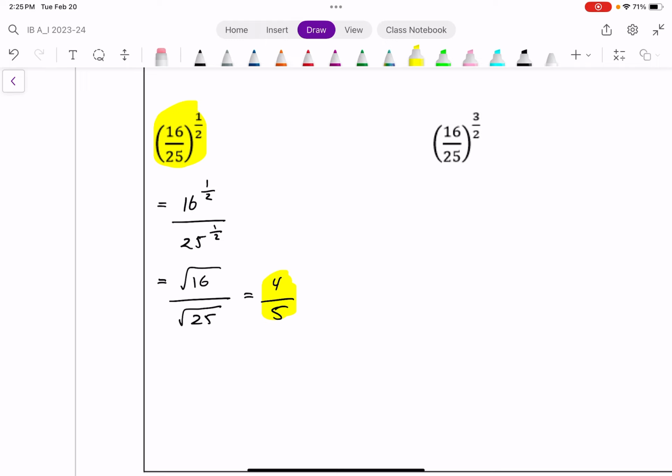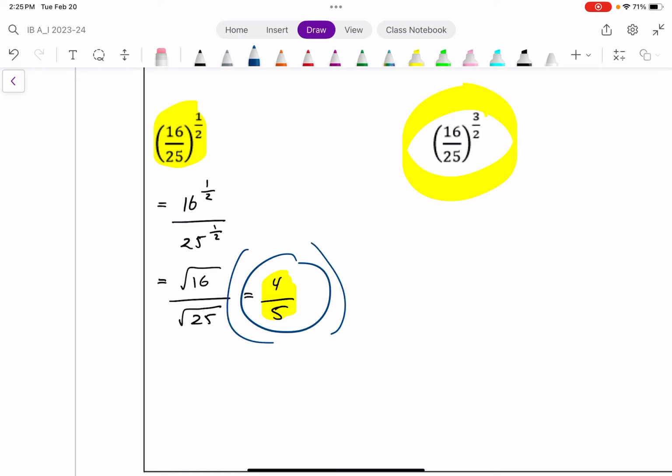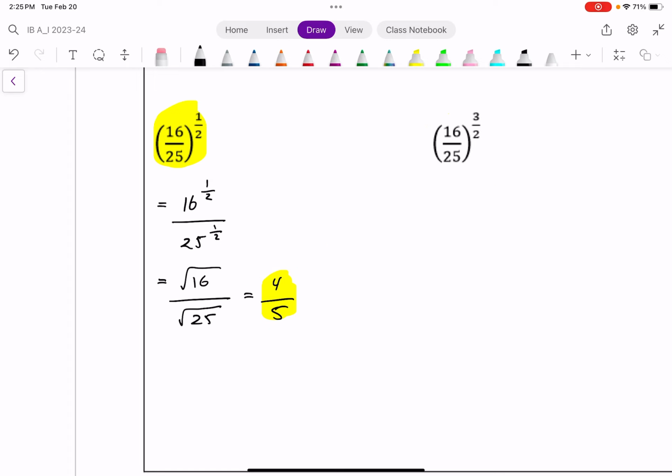So the power of 3 over 2 is really the same thing as before, but all raised to the power of 3. This question here is really the same as this question here, being raised to the power of 3. And so I'm just going to take advantage of that and use my work and realize that this is going to be the same as 4/5, but all cubed, which in this case is 64 over 125.